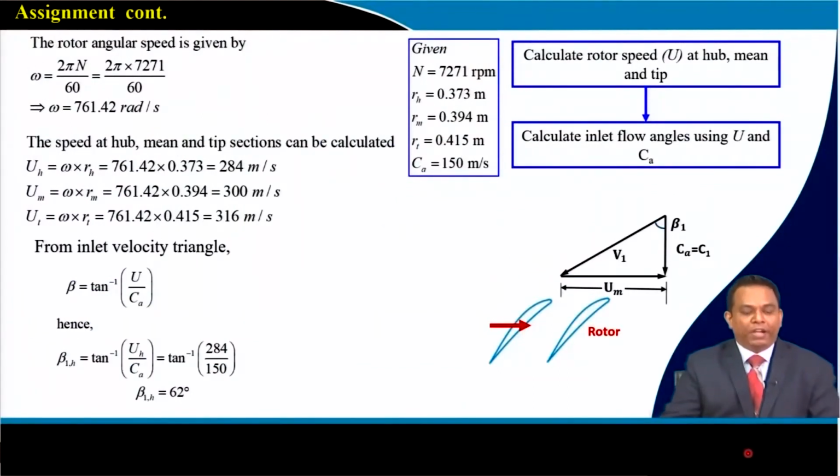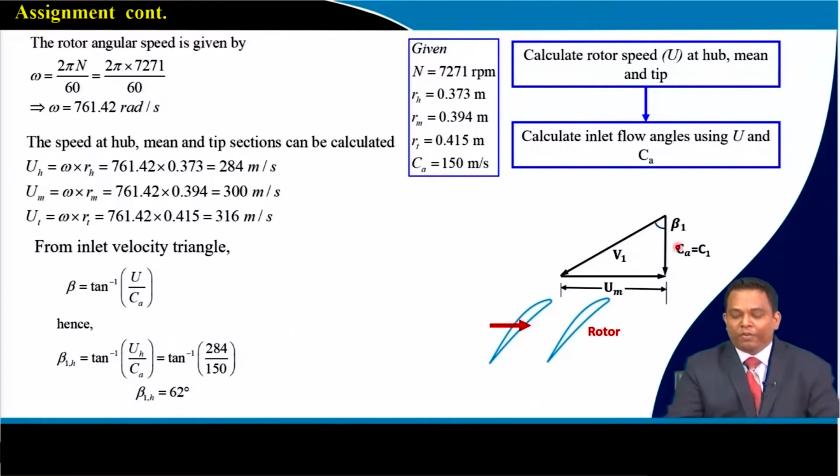The angular speed is given by omega equal to 2 pi N by 60. Putting in my speed as 7271, that gives me my angular speed as 761.42 radians per second. Now at different stations, hub, mean and tip, we can calculate our peripheral speed. This gives me the peripheral speed at the hub as 284 meter per second, at mid section 300 meter per second and at the tip section 316 meter per second.